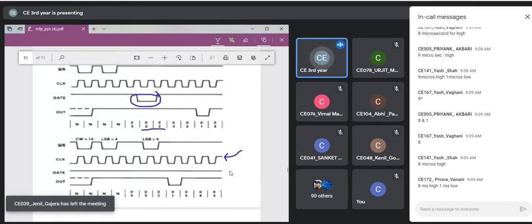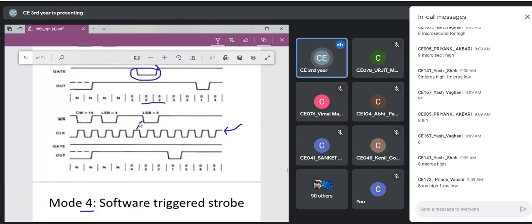Suppose the gate is always high, but my count gets changed. So it will first, so this is at 5, right? What ideally should happen at this clock pulse is that 5 must be written somewhere here. Whether this is a suitable example or not, you can also take other examples. But in mode 2, what will happen?